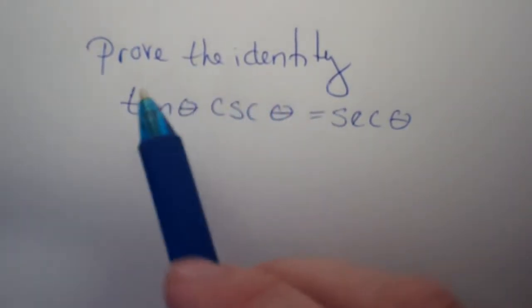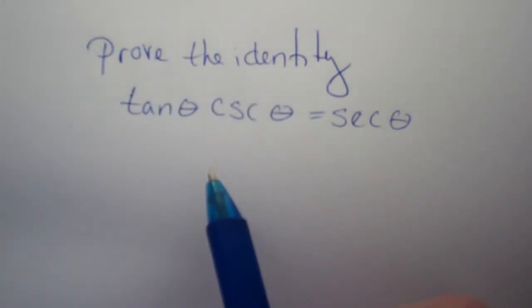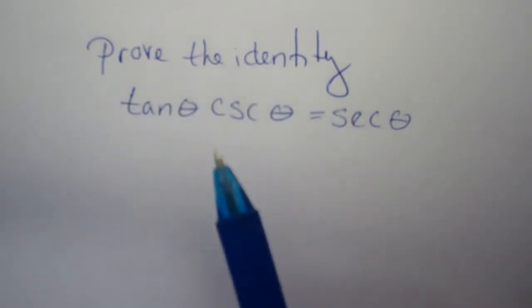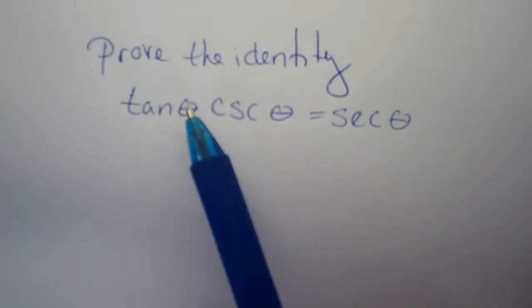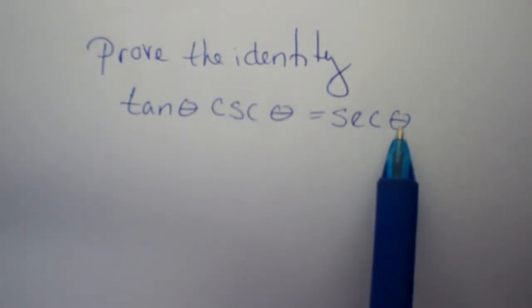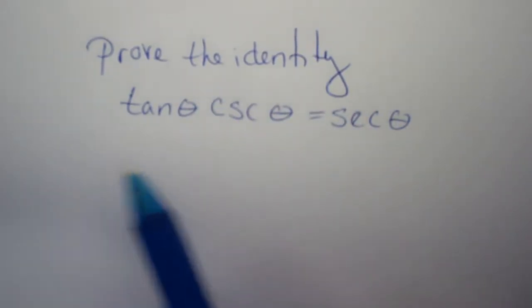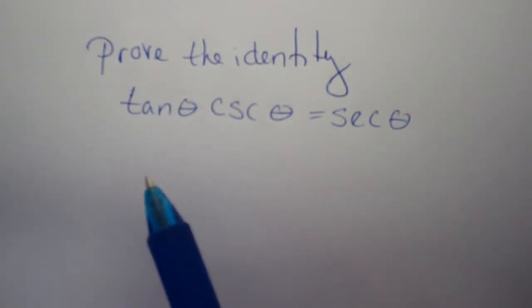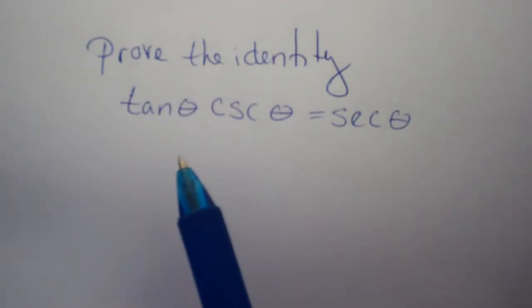In this video, we are going to be looking at proving trigonometric identities. And the idea of an identity is that it does not matter what values you put in for the variables, it will always be true. That isn't the way that all equations work, right?